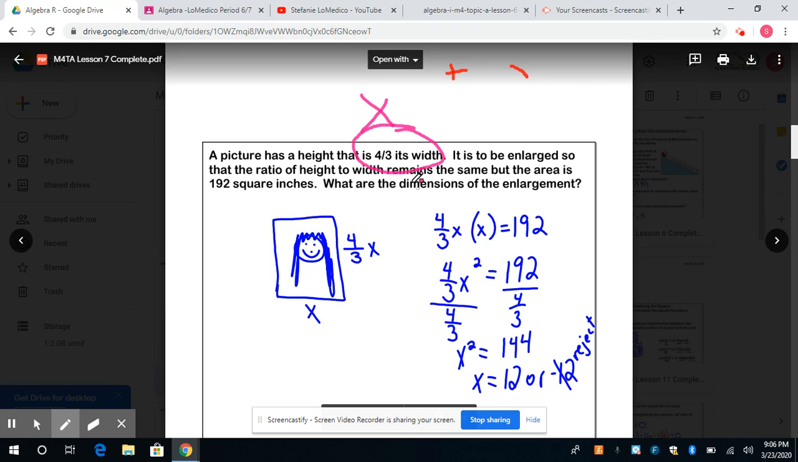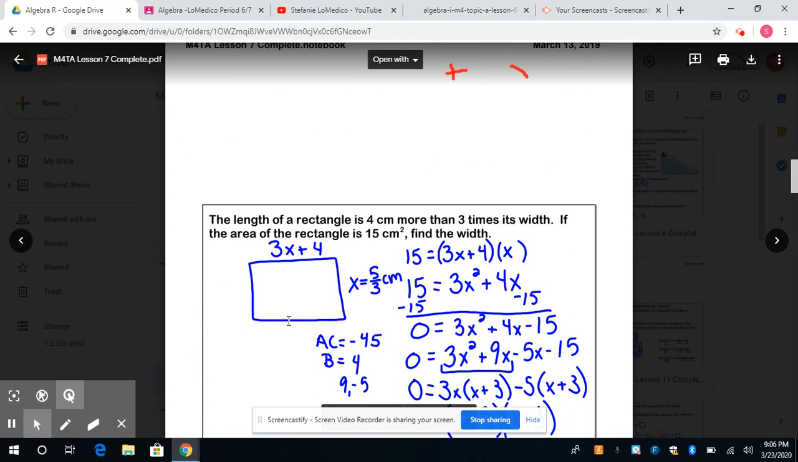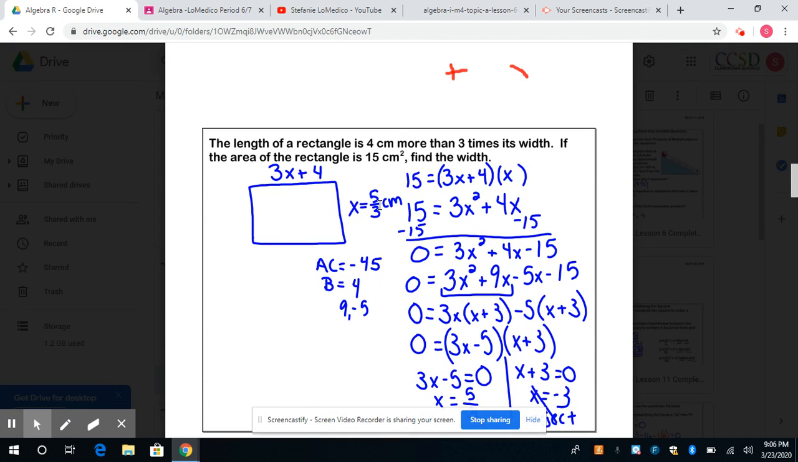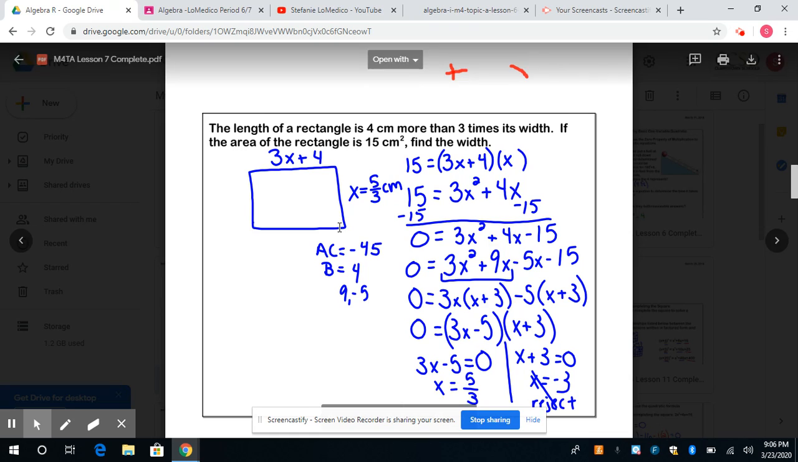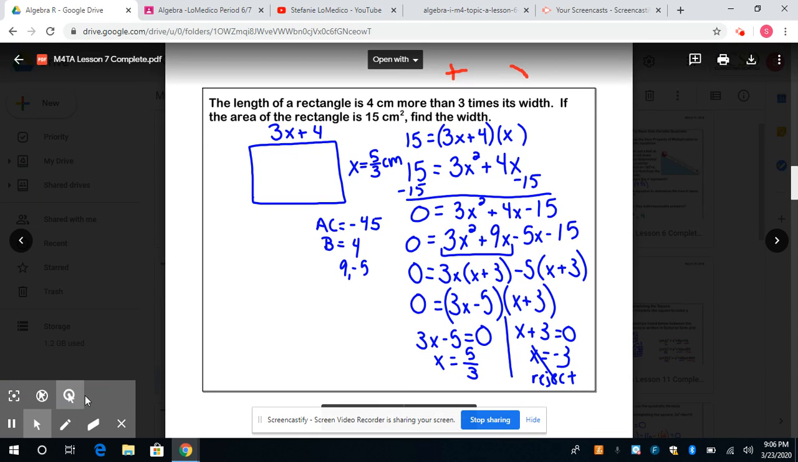Okay, it is to be enlarged, so the ratio of height to width remains the same, but the area is 192 square inches. What are the dimensions of the enlargement? So this is like your total here. This is your total. And again, you're talking about the area, so this is still length times width. You're multiplying two things. All right, let's keep going. The length of a rectangle is 4 centimeters more than 3 times its width. Again, so multiplication plus the 4 centimeters. We're talking about area. They give you a total. So be aware that you should be getting this total for some of your problems.